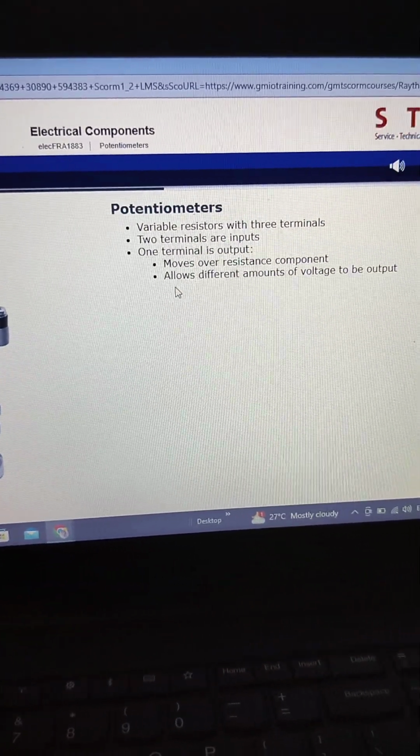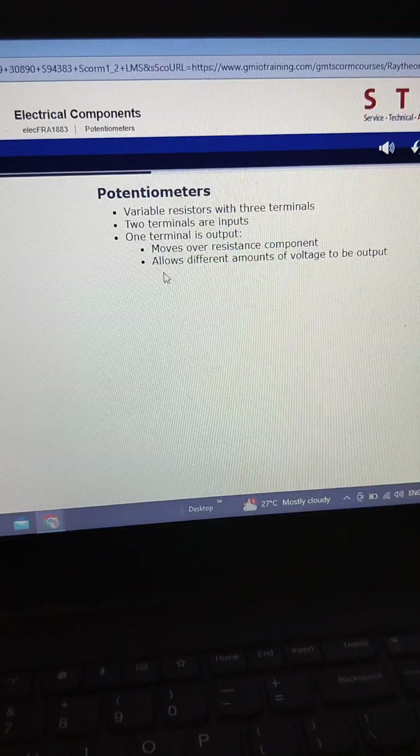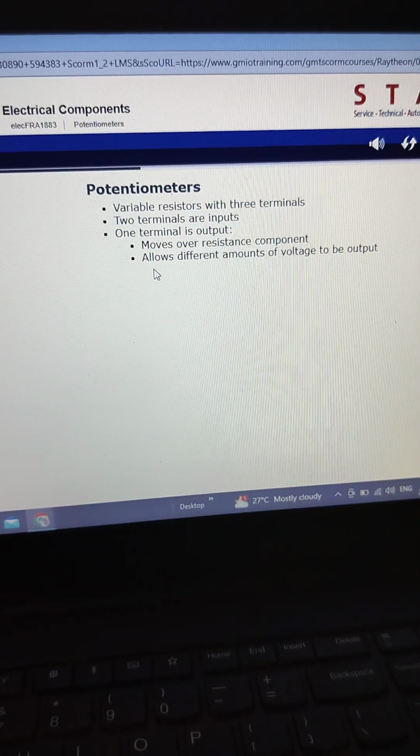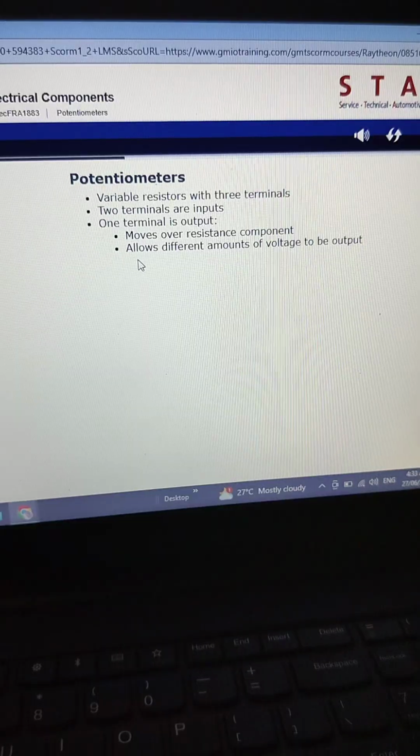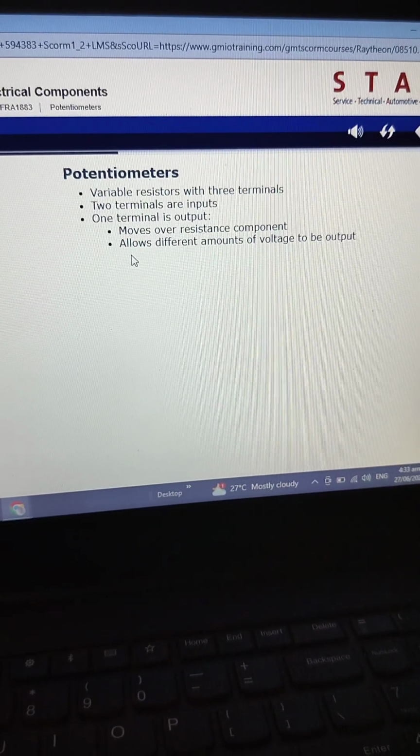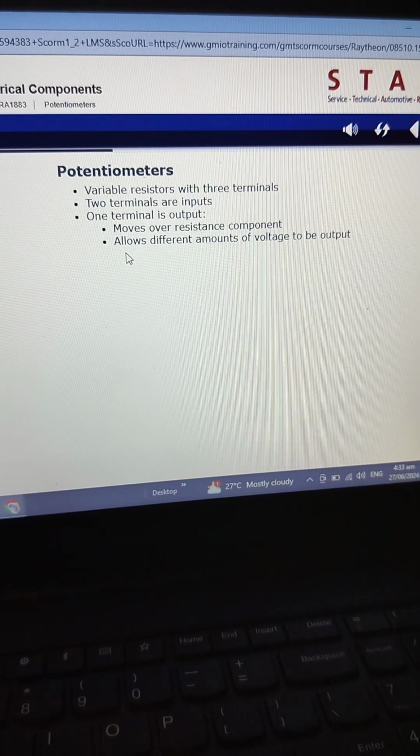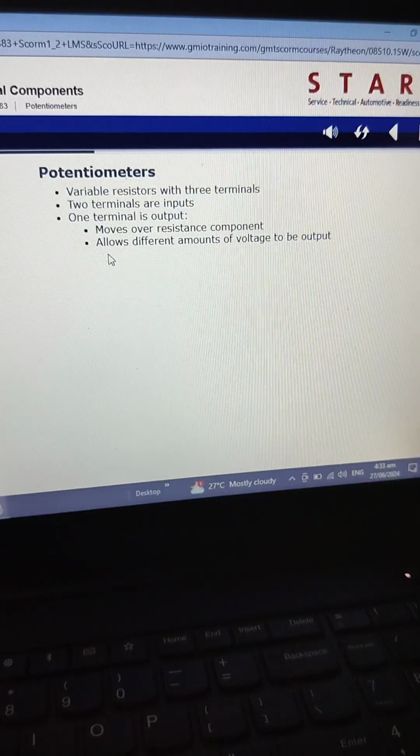Potentiometers are variable resistors with three terminals. Two of the terminals are inputs, and the third is an output, which is a movable terminal that moves over a resistance component. The movable terminal position allows different amounts of voltage to be output.